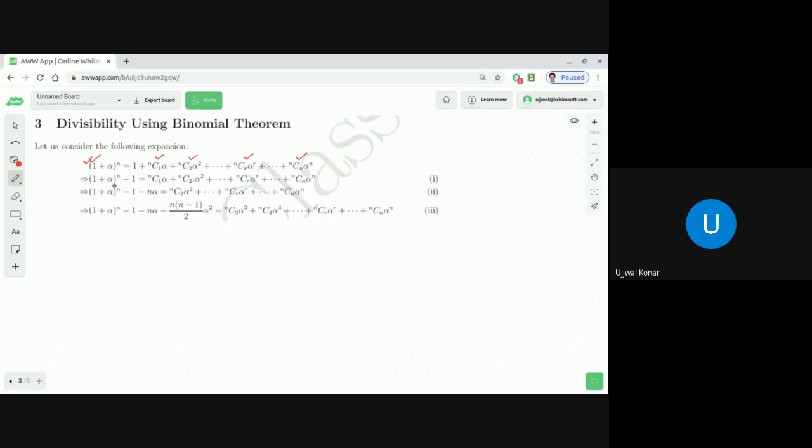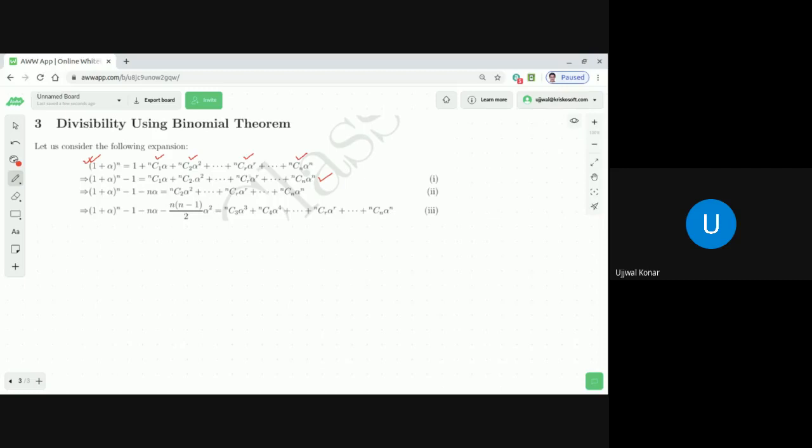Now, we take the 1 into the left hand side. Then what do we get? 1 plus alpha power n minus 1 becomes NC1 into alpha plus NC2 into alpha square plus dot dot dot plus NCr into alpha power r plus dot dot dot NCn into alpha power n. If you look at the terms in the right hand side very minutely, you will find all are multiplied by alpha. Correct or not?